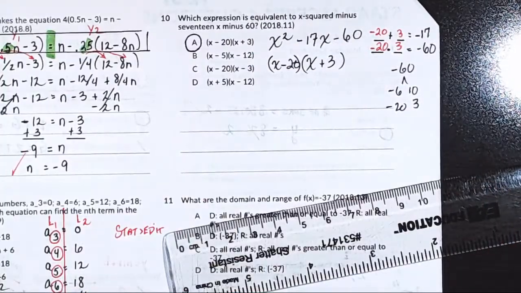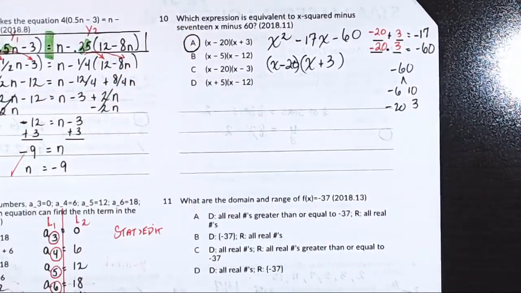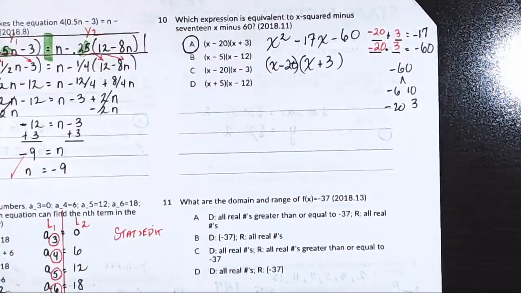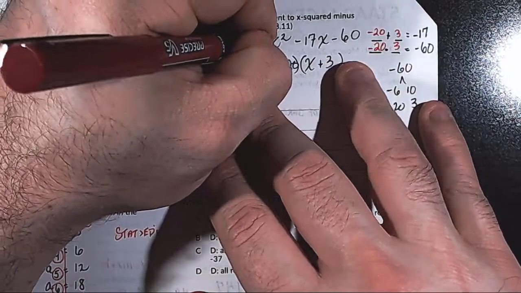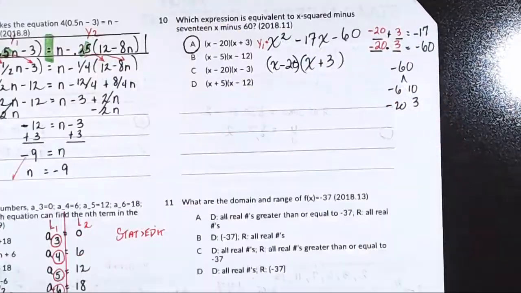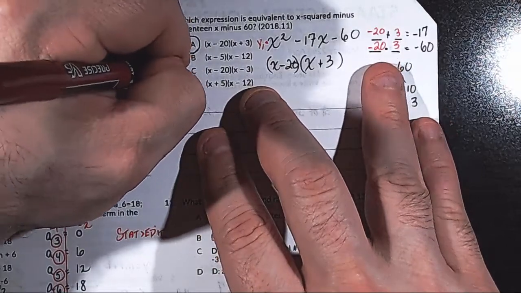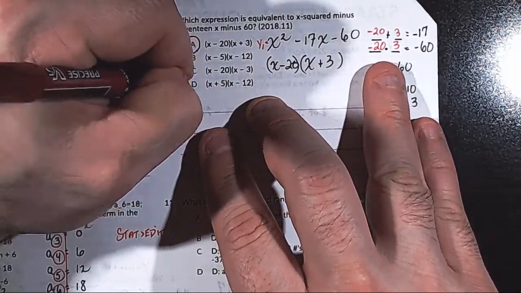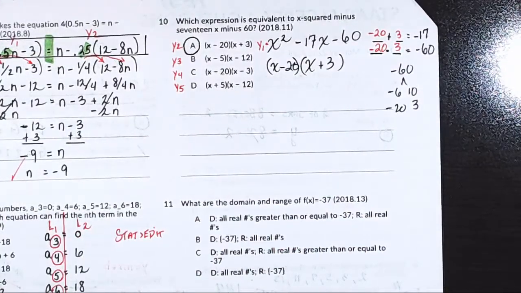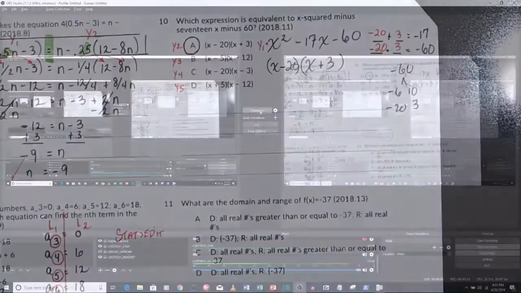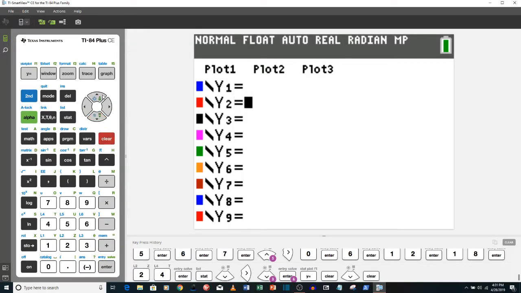If you were going to use the calculator, then we would put all of these answer choices into Y2. Let me make the note. So I would recommend labeling, right? This is Y1, x squared minus 17x minus 60. This is Y2, this is Y3, Y4, and Y5. That way you never get confused. So now we'll go to our calculator, right? And we'll hit Y equals, clear everything out that's in there.